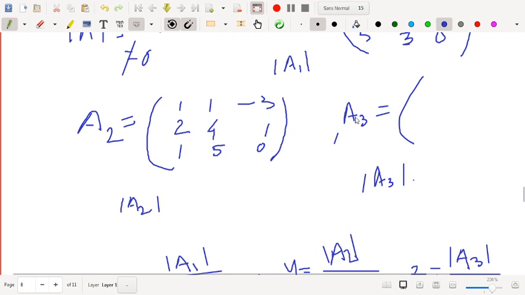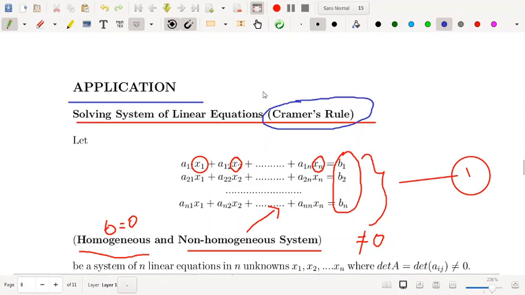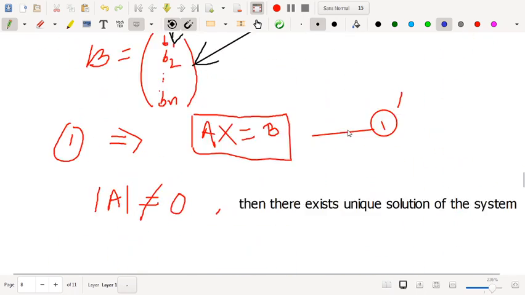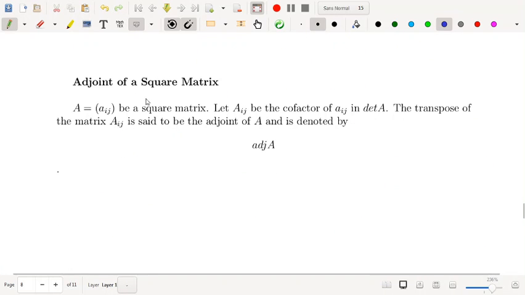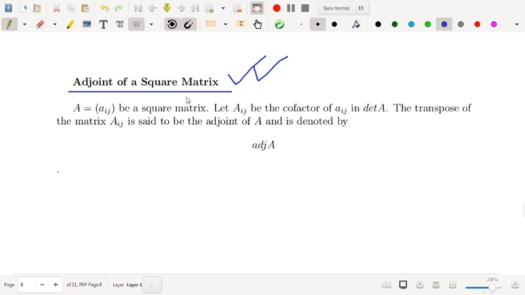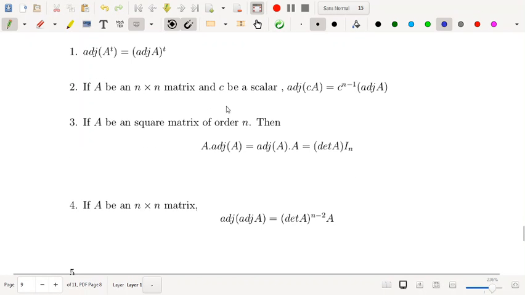Okay. So this is a beautiful application of determinant, that is solving a system of linear equations by Cramer's rule. Next, another application is finding the inverse. I am not going into the detail of this adjoint. Already I talked about the adjoint of a square matrix in the previous lecture. Next we'll cover the properties of the determinant.